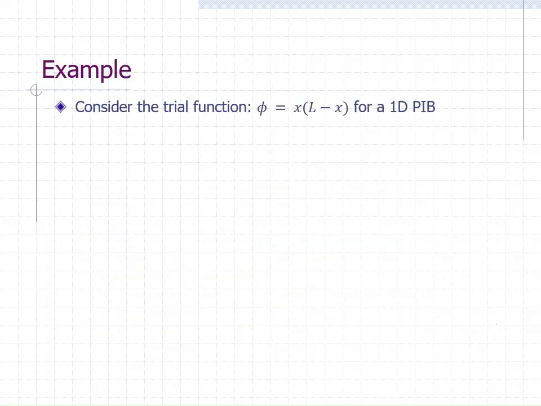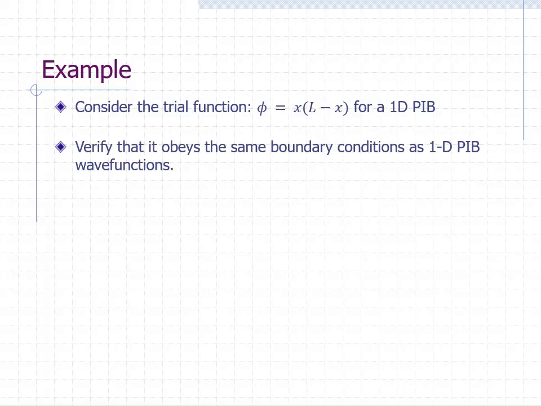Let's now look at an example. Consider the trial function phi equal to x times L minus x for a one-dimensional particle in a box. First, we verify that this function obeys the same boundary conditions as the one-dimensional particle in a box wave functions. When x equals 0, phi becomes 0 times L minus 0, which equals 0. When x equals L, phi becomes L times L minus L, which also equals 0. So this trial function satisfies the required boundary conditions.